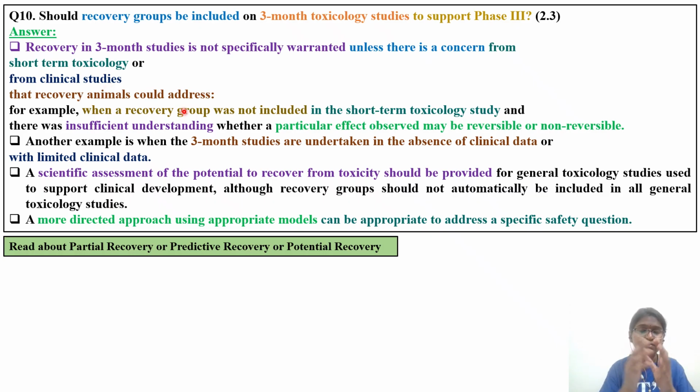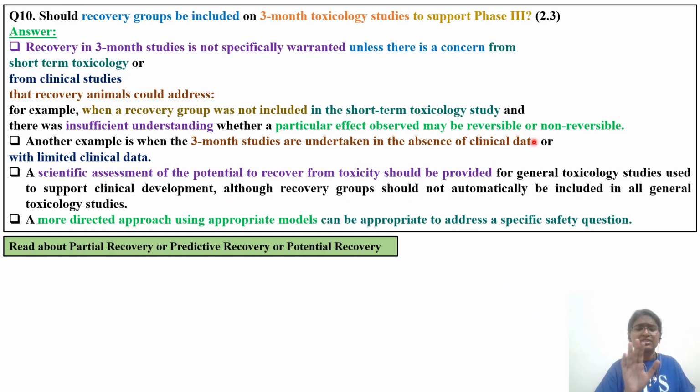So if adding a recovery group is going to give you some additional data, only at that time do you have to add it. For example, when a recovery group was not included in the short term, for example a 28-day study, and there was insufficient understanding whether a particular effect observed may be reversible or non-reversible. You have identified in the 28-day repeat dose toxicology study some adverse effect is there.